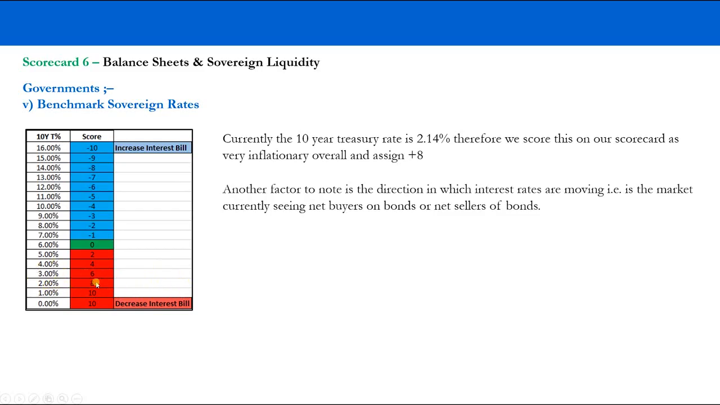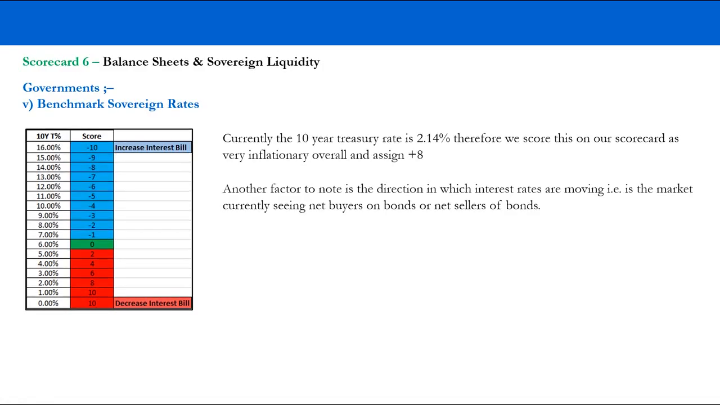So we're scoring here around a level of 8, because this allows the government to continue to spend higher than the tax receipts that they're receiving, and the interest bill is lower, and therefore this increases the ability of the government to create inflation. So we're scorecarding here an inflationary number of around +8, so pretty high on the conviction stakes.